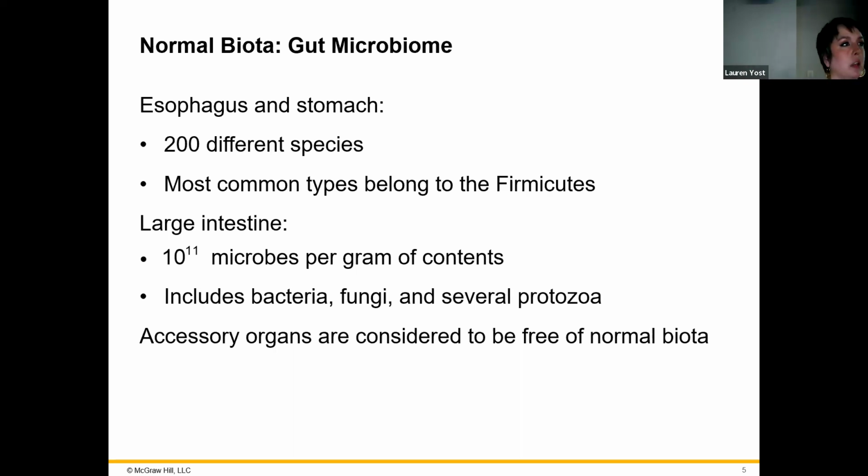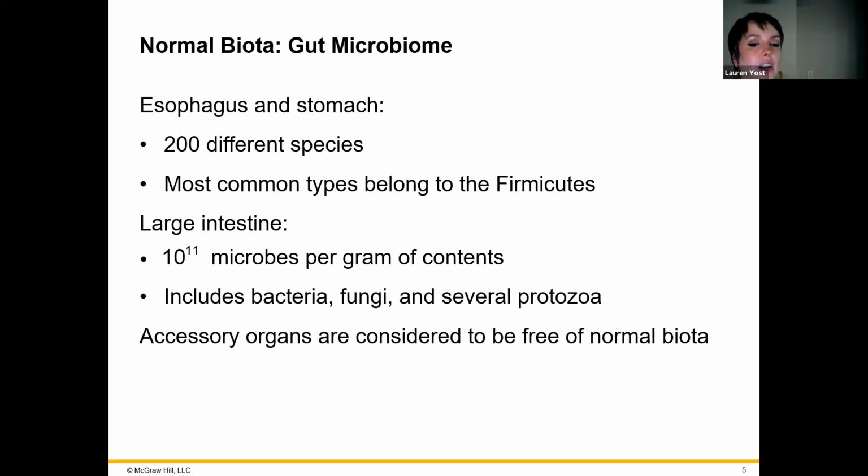Another way you can look at this: if I take a centimeter of your colon, and I count the number of bacterial cells in a cross section about a centimeter wide, there's more bacteria in that centimeter of just your colon than there have ever been people on the planet in the history of Earth, all combined. That is a number, man. That's a lot. So this includes bacteria, fungi, again usually yeasts, and several protozoa.